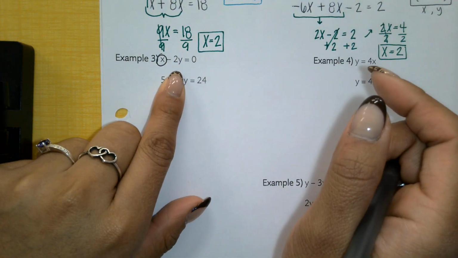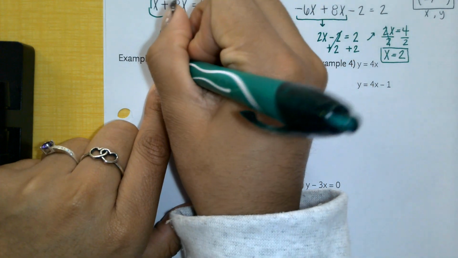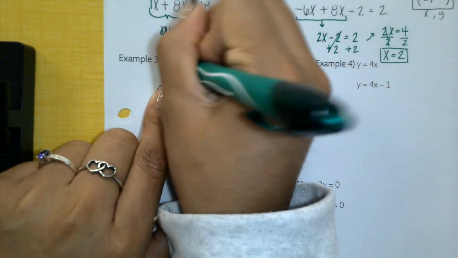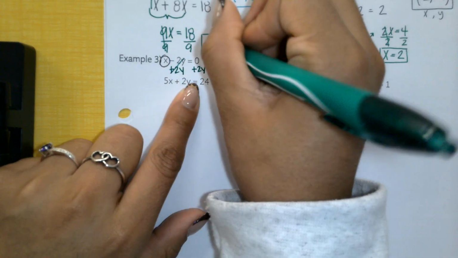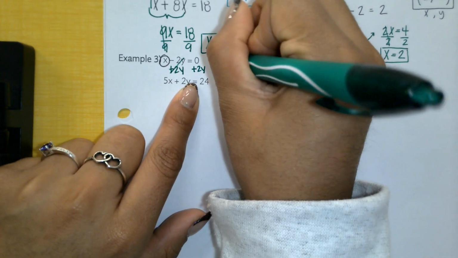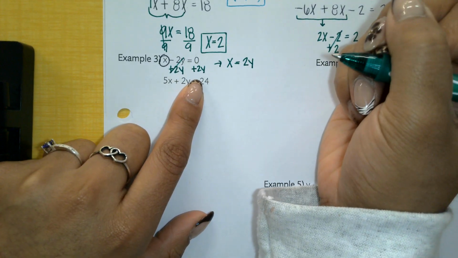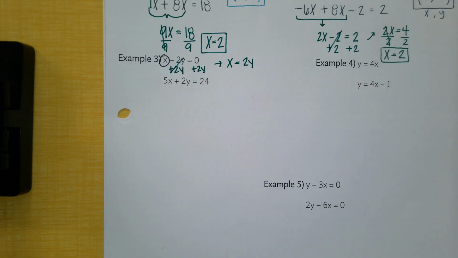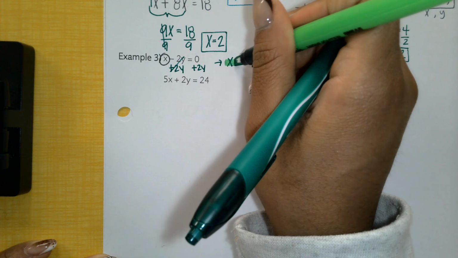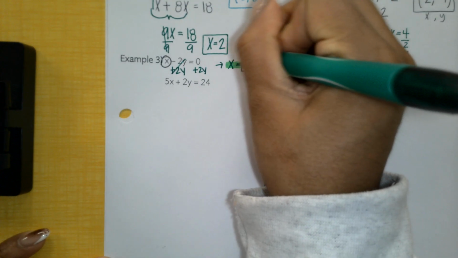All right, so I have to get rid of the negative 2y. So what do I do to move it to the other side? Plus 2y. Okay, so we have x is equal to 0 plus 2y, which is the same thing as just saying x is equal to 2y. All right, so we have x is equal to 2y.